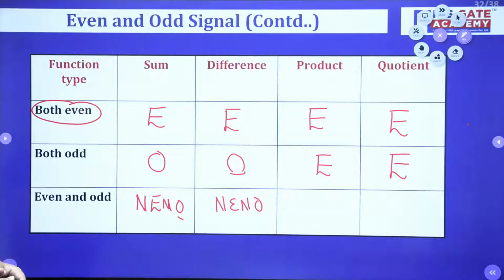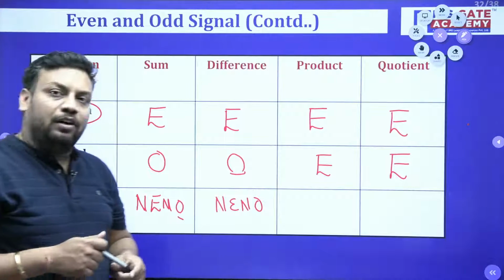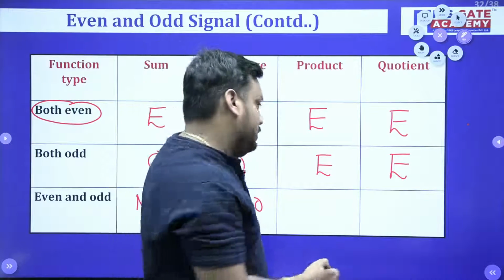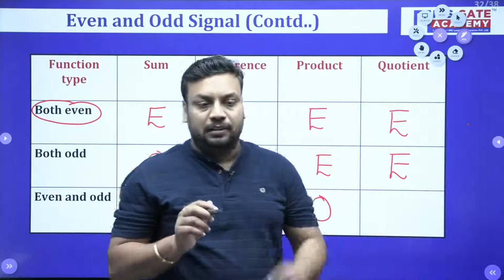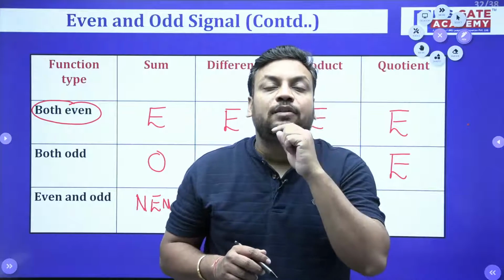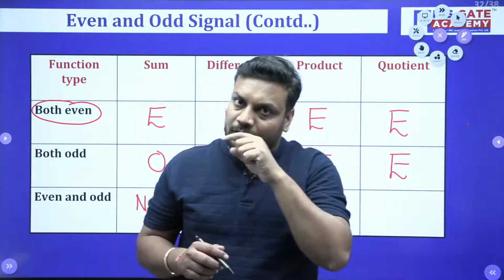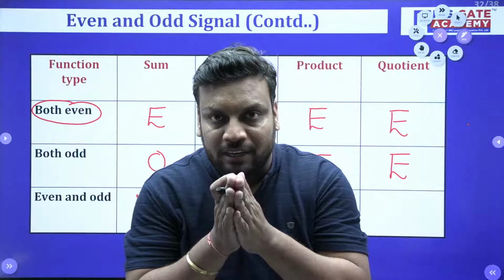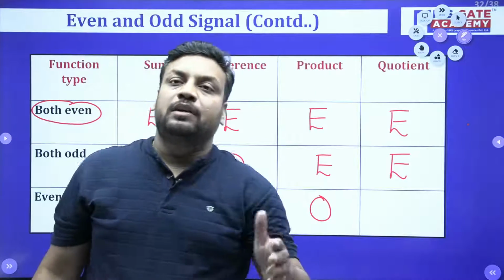Tell me, even dot odd. Now odd will dominate. Yes or no? How, sir? Give an example. T square is an even signal, t cube is an odd signal. When you multiply, you will get t to the power 5, and t to the power 5 is an odd signal. So odd into even is always odd.